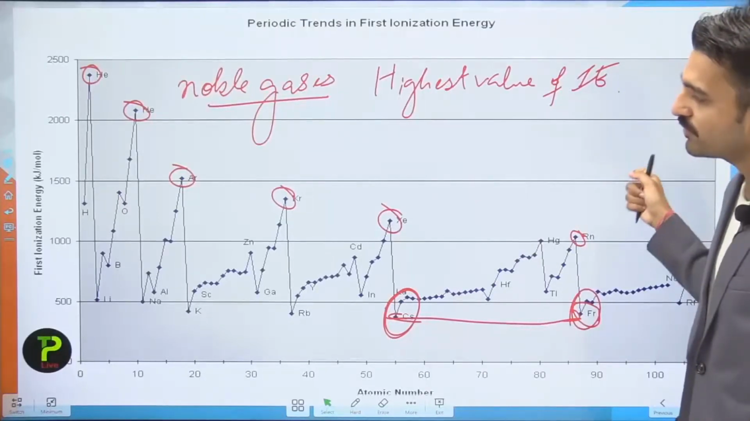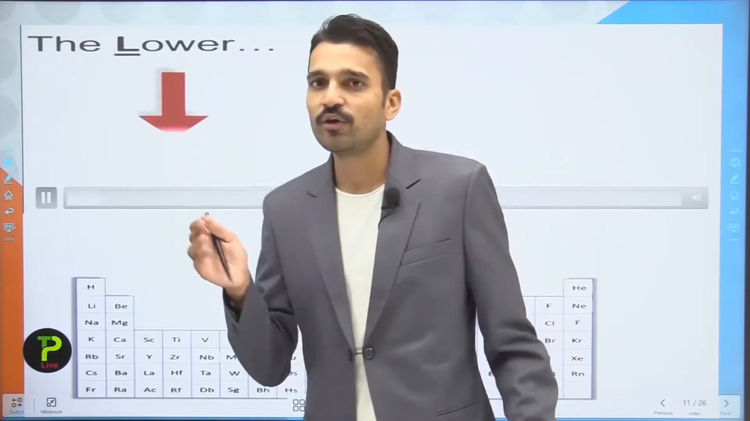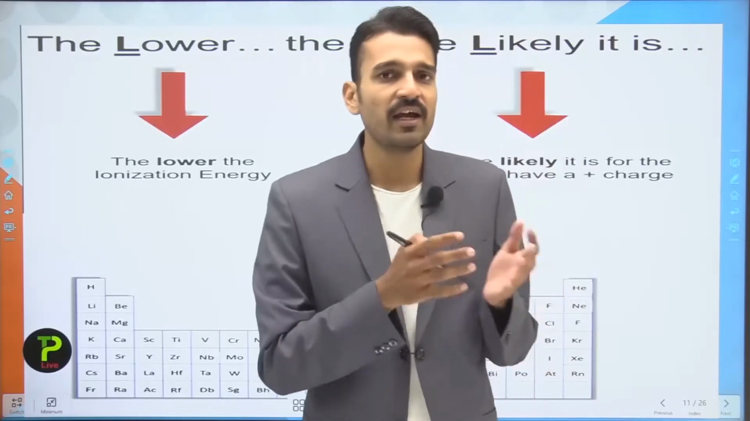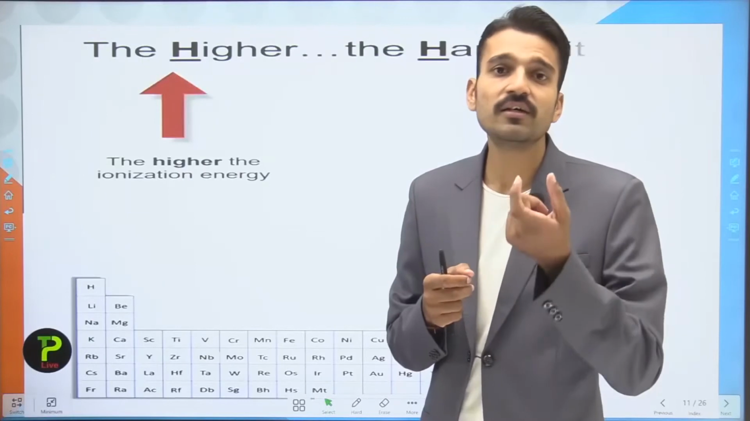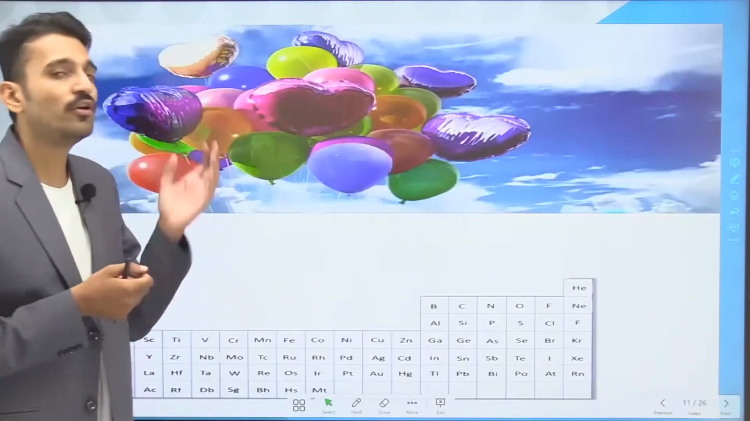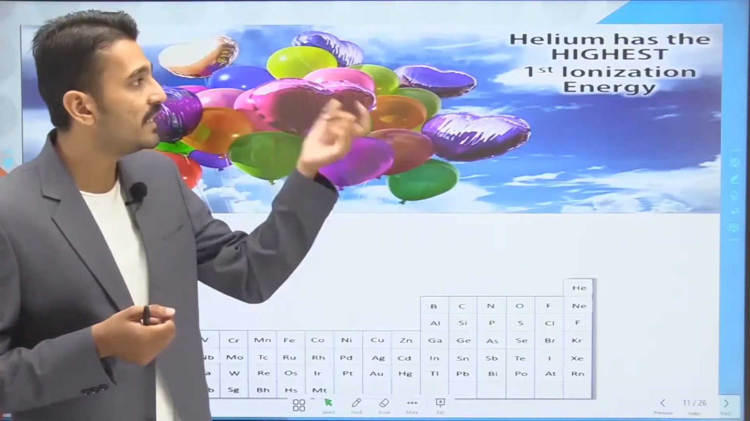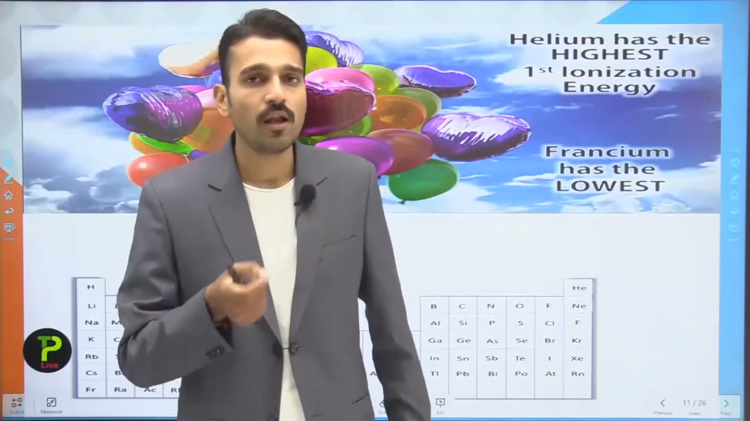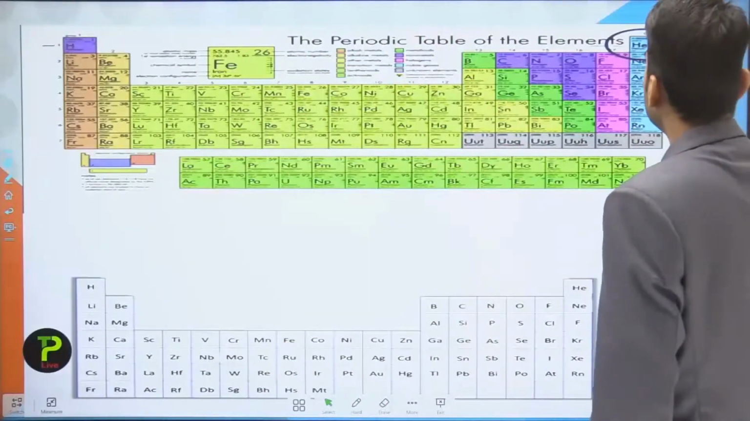Now, students, moving to another slide, you can see that the lower the value of ionization energy, the more likely an atom is to be a cation, and the higher the value of ionization energy, the less likely it is to be a cation. Helium has the highest first ionization energy while francium has the lowest value. You can clearly see helium is at the extreme right.